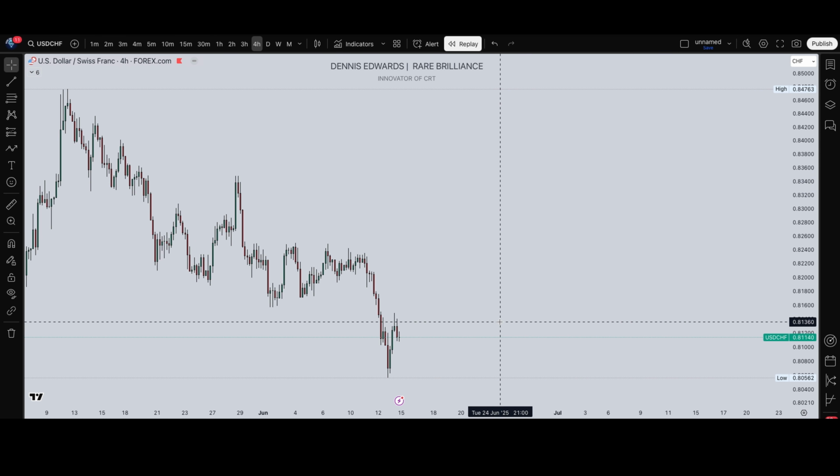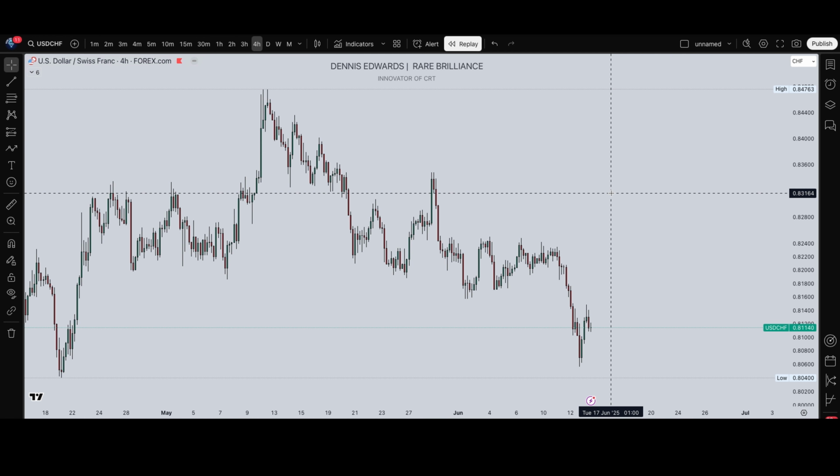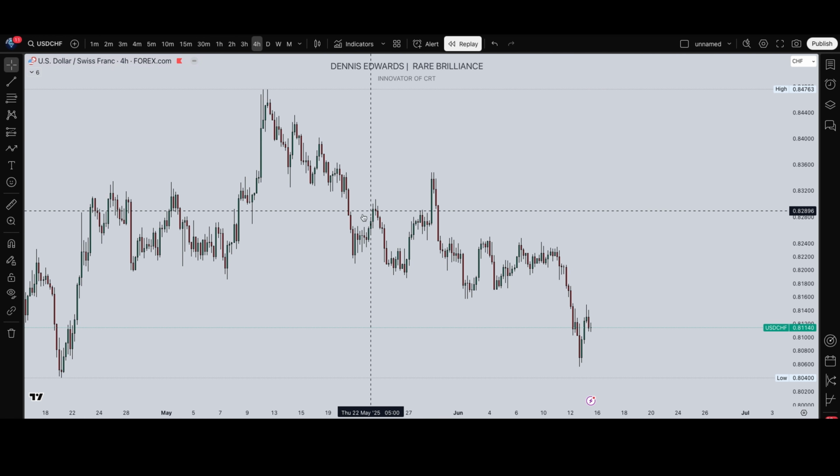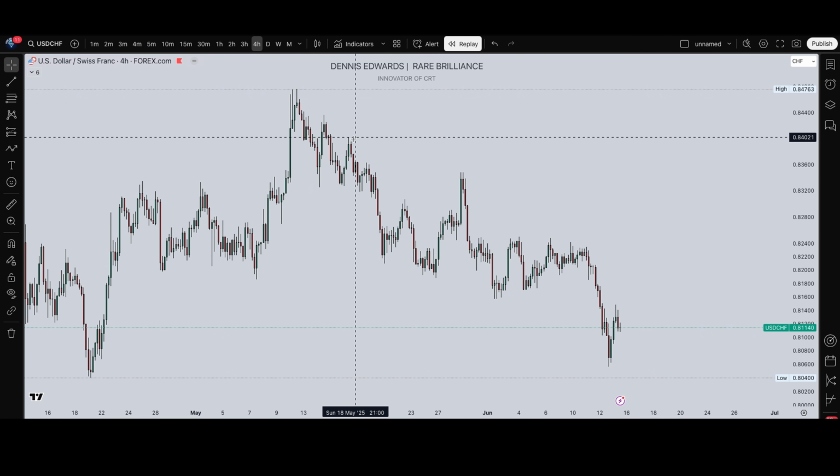I'm going to just clean this chart up and then go into depth on how to use Fibonacci from the perspective of CRT. So first things first, as I look at this area, I see we are in this downward move of distribution.